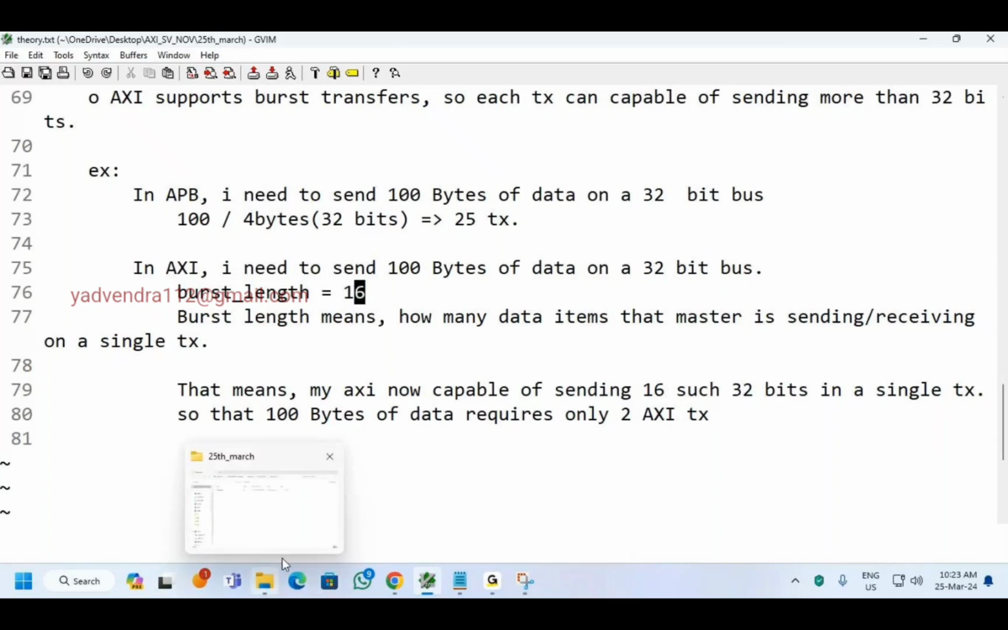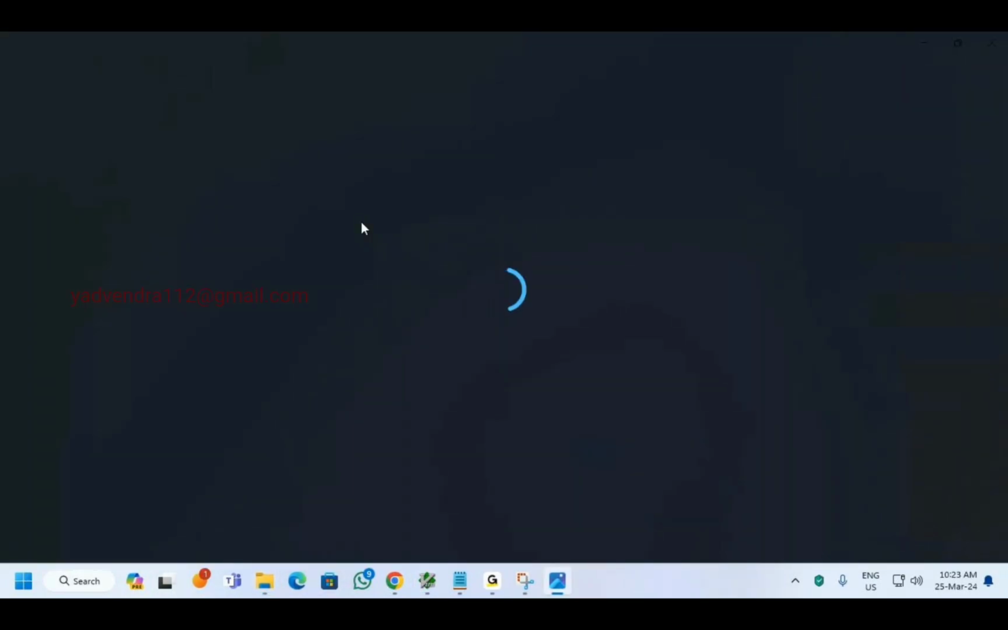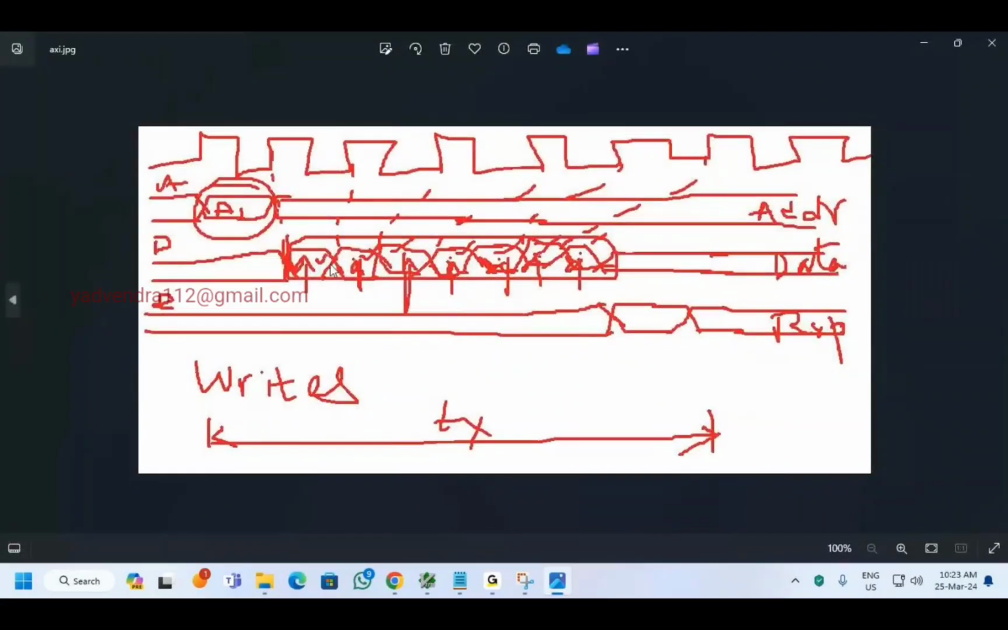Yesterday I drew that. Yeah, this one. This is one data item. This is one data item. This is one data item. 1, 2, 3, 4, 5, 6, 7. Total the burst length is 7. That means inside this single transaction, it is sending 7 data items. Each is capable of 32 bits because I am taking W data as 32 bits. So each data item is of 32 bits.